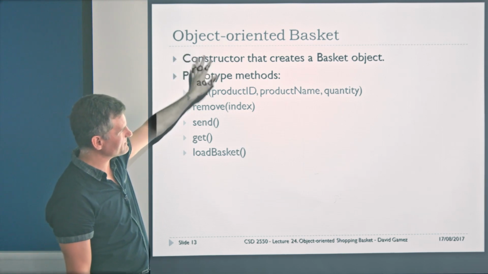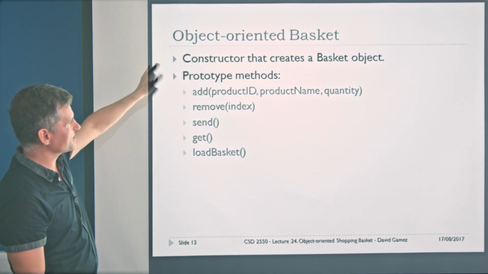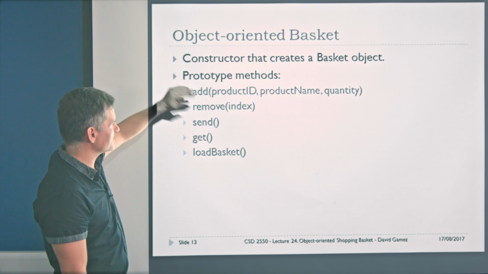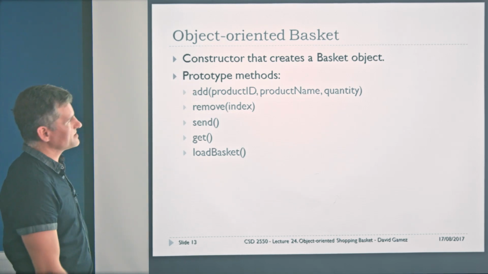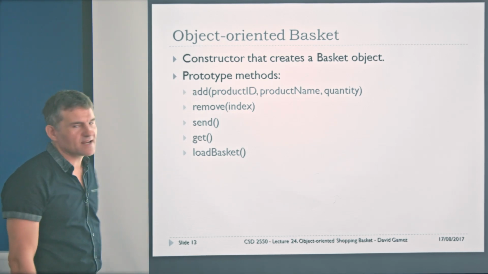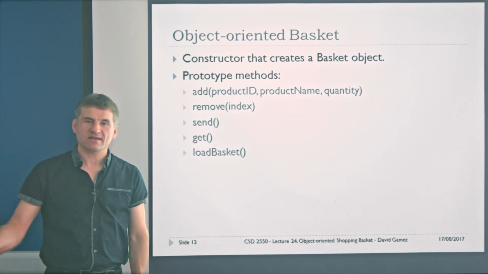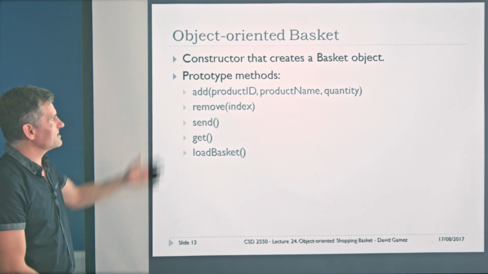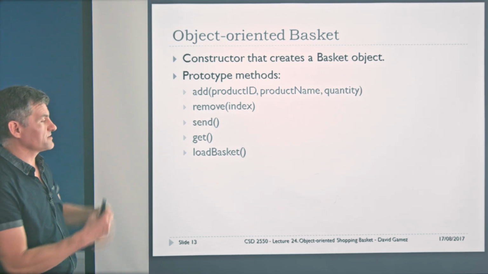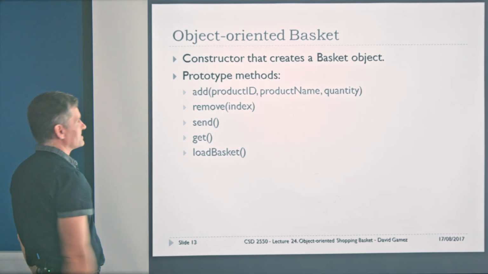So this is the JavaScript part of it. We've got a constructor that builds the basket object, and then I decided to use prototype methods. You don't really need to use prototype methods because you're only going to have one basket on your website at a single time. But I thought, let's get familiar with the prototype thing, drill it home a little bit. So we're going to use prototypes in this case.